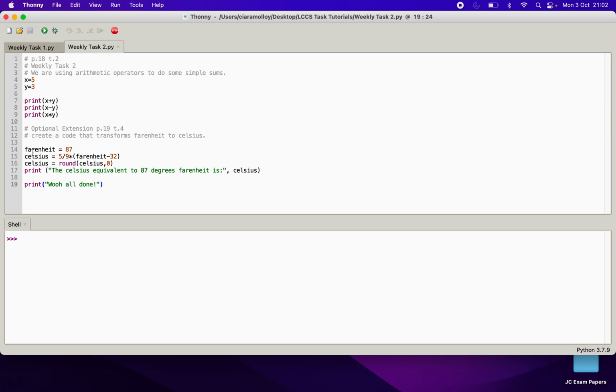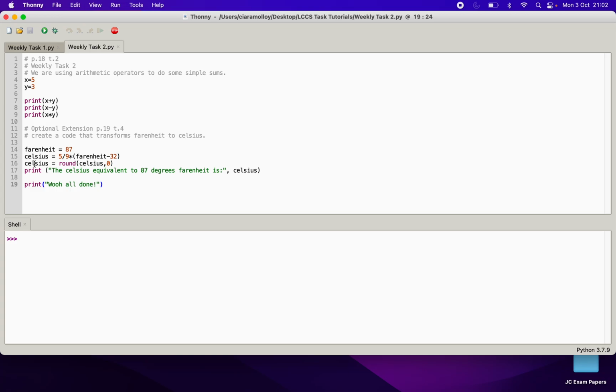So what I did was we put Fahrenheit assigned to the value of 87. Celsius then equals, or we just put in the formula there. So we assigned it to the formula 5 divided by 9 times Fahrenheit, so this number here, minus 32.